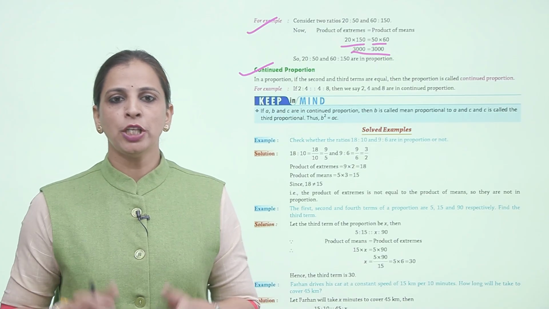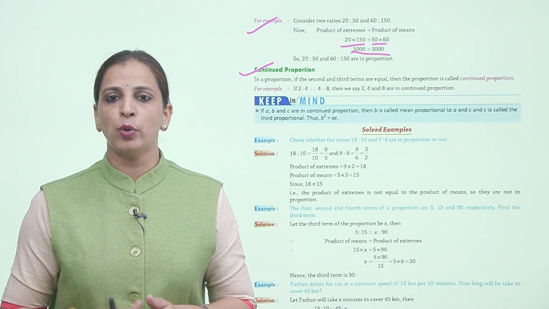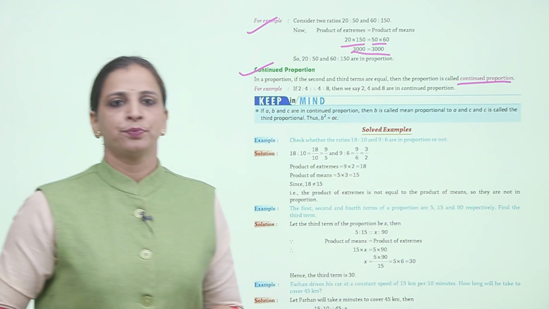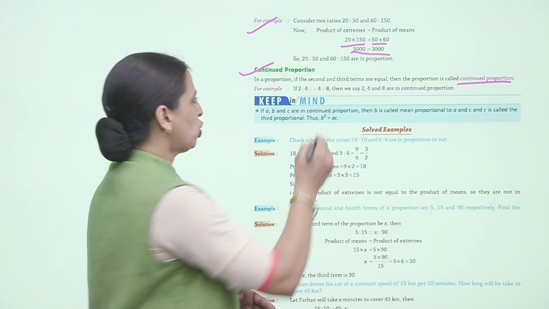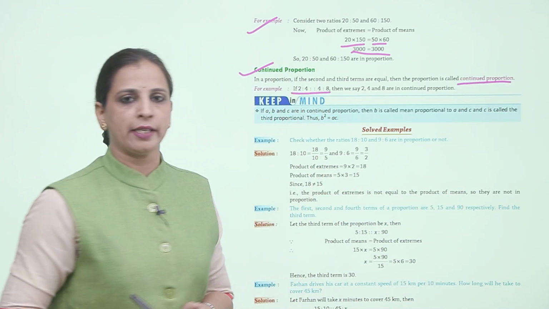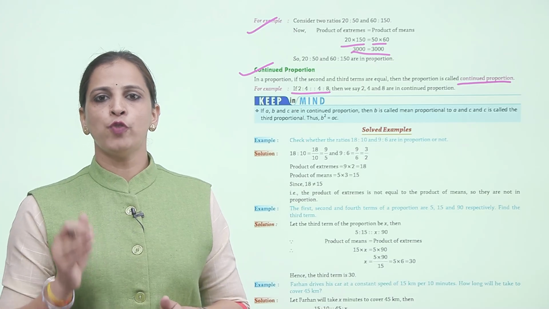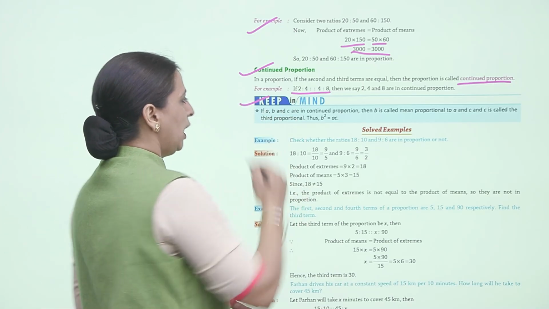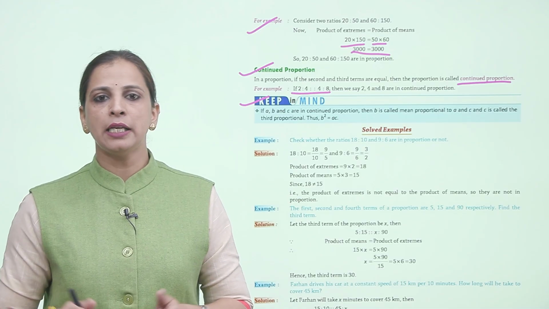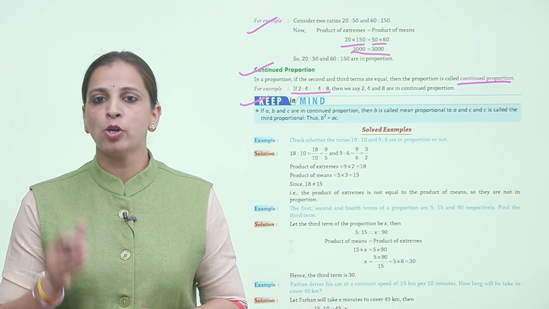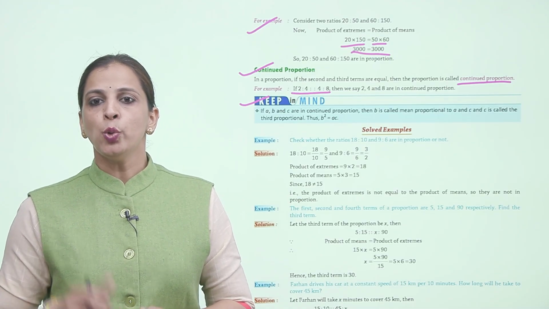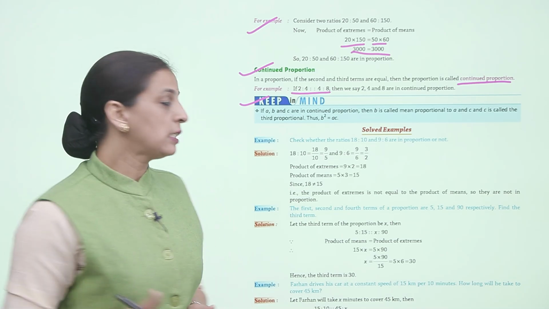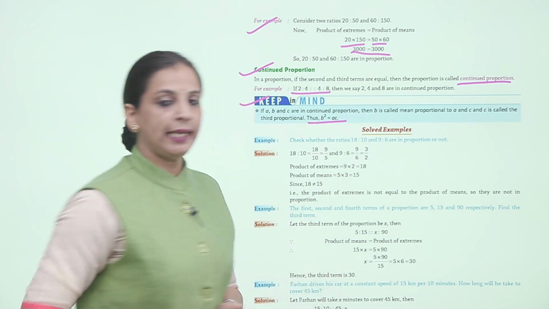In a proportion, if the second and the third term are equal, then the proportion is called continued proportion. For example, if 2:4 is proportionate to 4:8, then we say 2, 4 and 8 are in continued proportion. Keep in mind, if A, B and C are in continued proportion, then B is called mean proportion to A and C is called the third proportional. Thus B square is equals to AC.